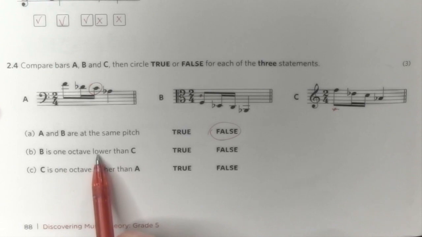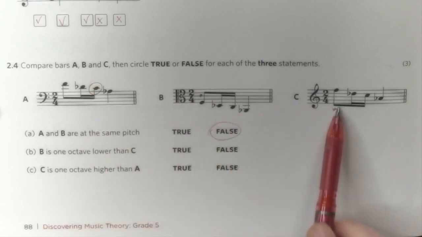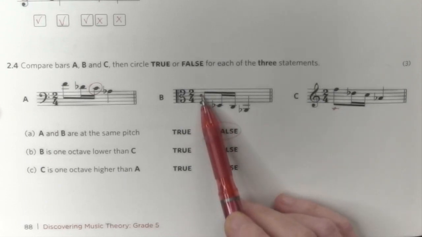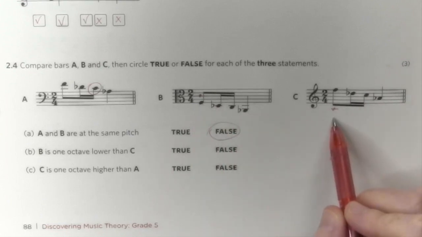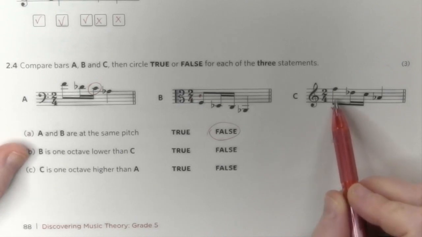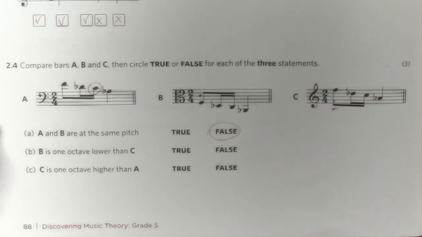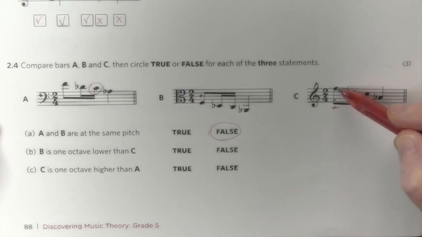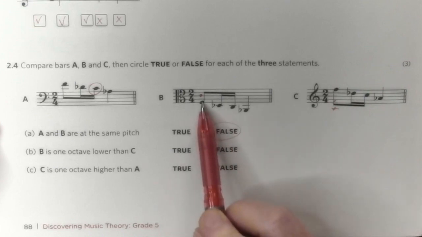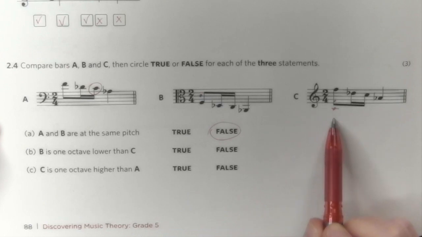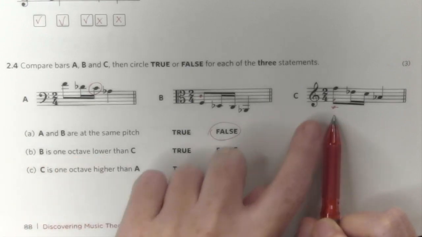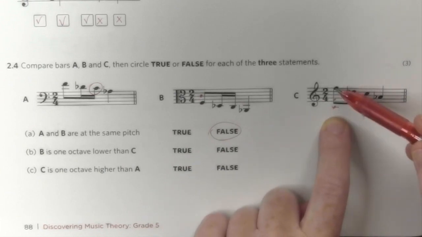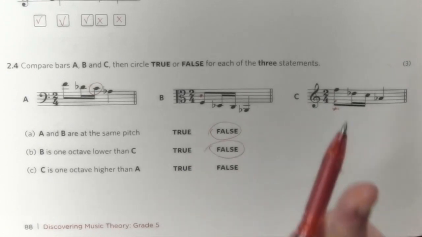B is one octave lower than C. Now, this C is this C here, and this means that this note here is down here. One octave means that this F should have been written here, but this is an octave higher. So let's do that again. This F in the treble clef would be written below middle C, so down here. Because they say B is an octave lower, that means if that would be true, this note in treble clef would be written here, but in fact it's an octave higher. So false. They are two octaves apart.